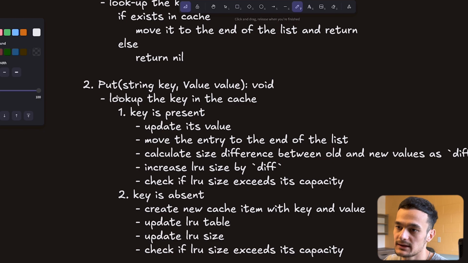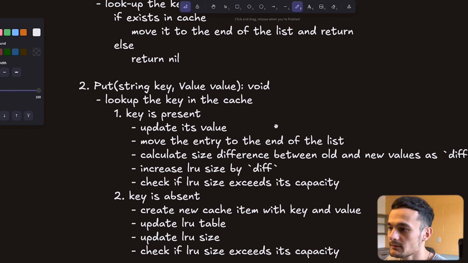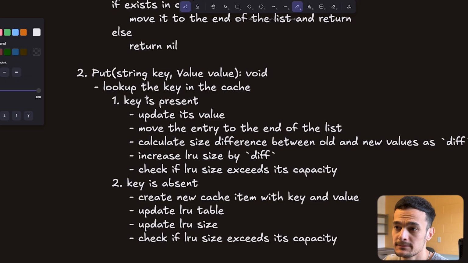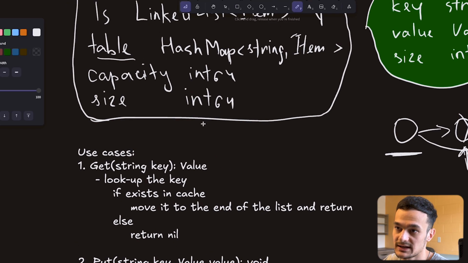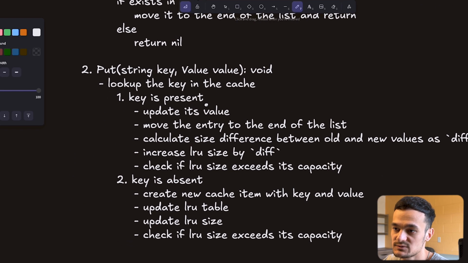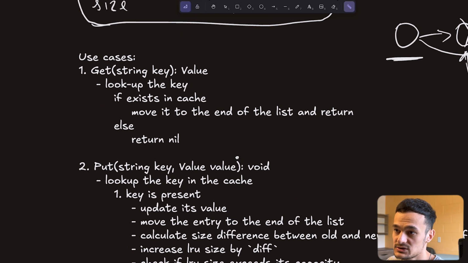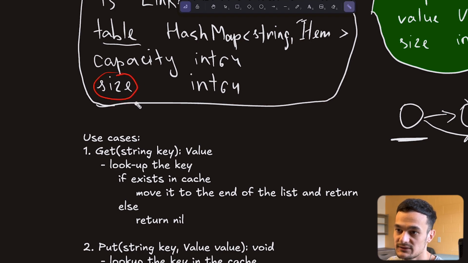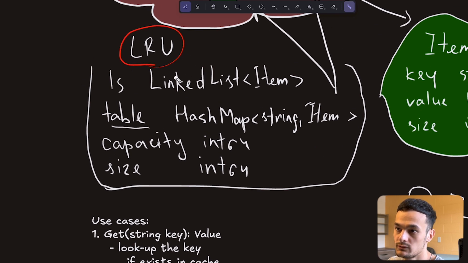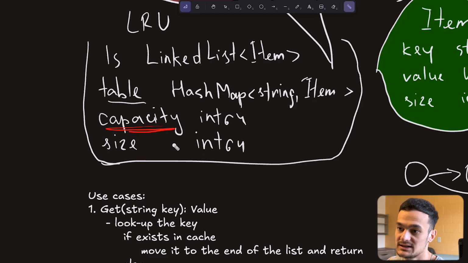The second case is a little bit more complicated. We again look up the key in our table, and if the key is present, we update its value, move it to the end of the list, and calculate the size difference between the old and new values, in a diff variable, and increase the LRU size by diff. As I said, we are keeping the actual size of the overall cache, and the capacity that it can hold.